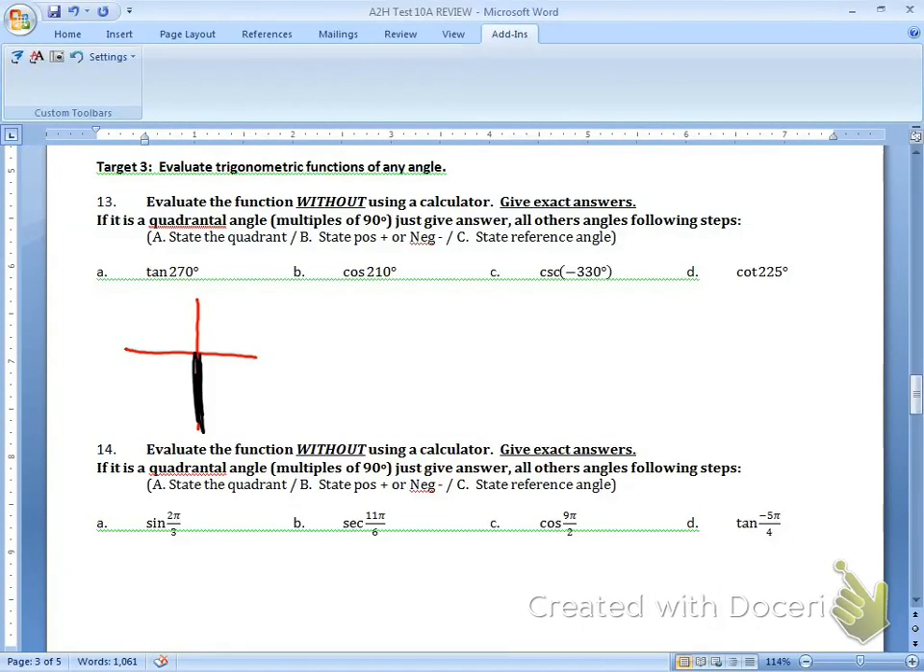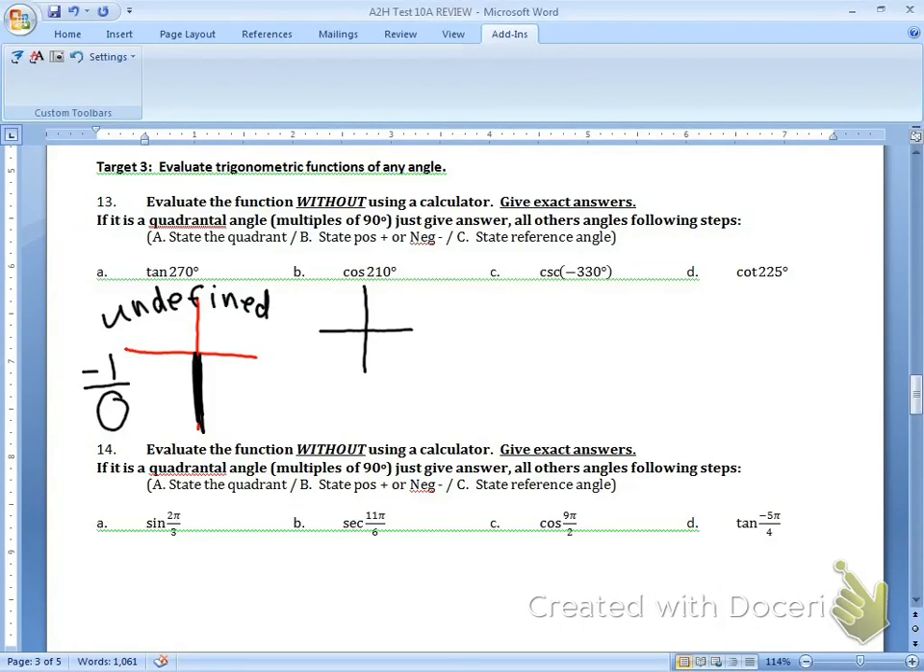Okay, we're going to try this again. So 270 degrees is straight down. So we want opposite over the adjacent. The opposite, this is your y value, so it's -1. The adjacent, there's no back and forth at all. It's not moving at all upon the x-axis, so that would be 0. And anything divided by 0 is? Yep, that's right. Undefined.